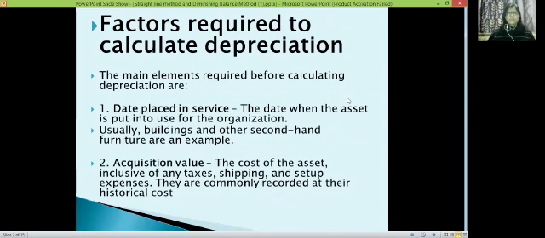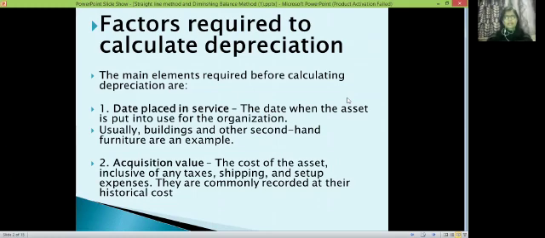Actually, first of all, we want to consider the factors required to calculate depreciation. What are the factors which we have to keep in mind while we are calculating the depreciation? The first of the main elements required before calculating depreciation is the date placed in service, meaning the date on which you are using that particular asset, because without that date you are not able to decide how much depreciation you are going to charge, because you are not definite about the use of that particular asset for a particular period of time. That's why you are giving so much emphasis to the date.